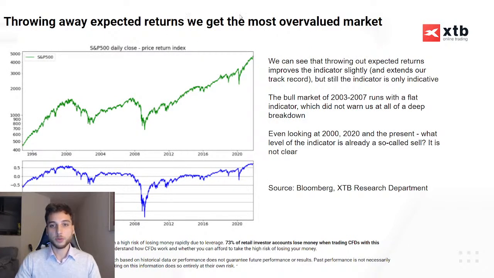Throwing away expected returns, we get the most overvalued market. We can see that throwing out expected returns improves the indicator slightly and extends our track record, but still the indicator is only indicative. The bull market of 2003-2007 ran with a flat indicator, which did not warn us of the deep breakdown. Even looking at 2000, 2020 and the present, what level of the indicator is already a so-called sell? It is not clear.